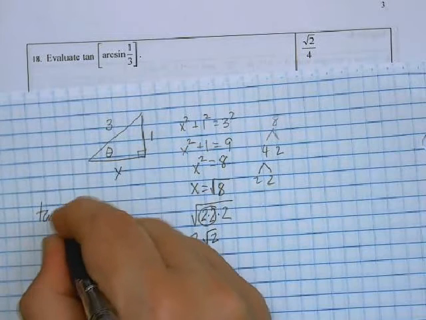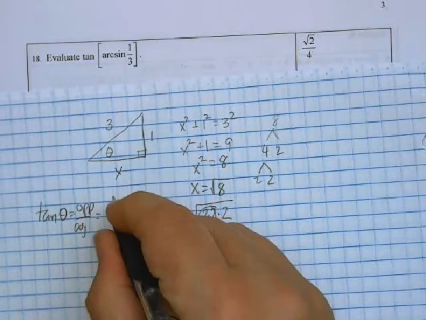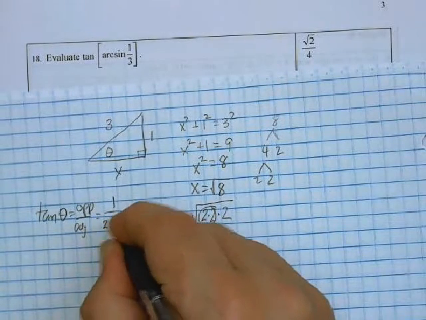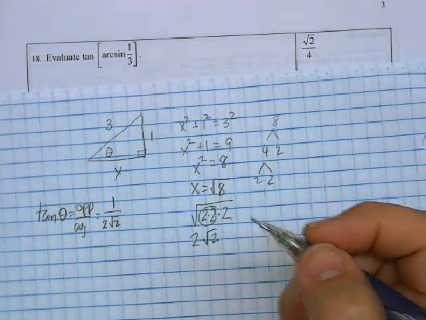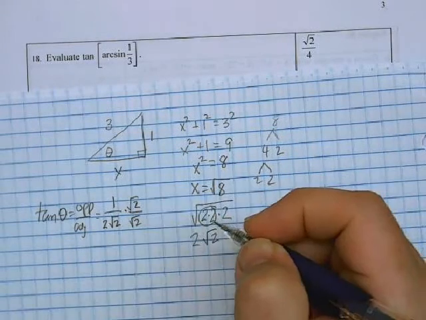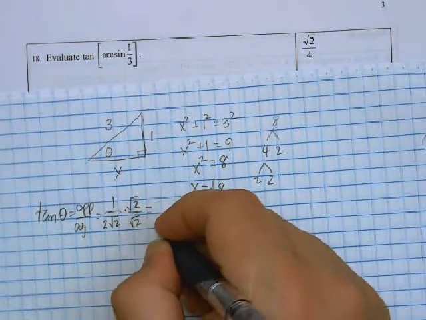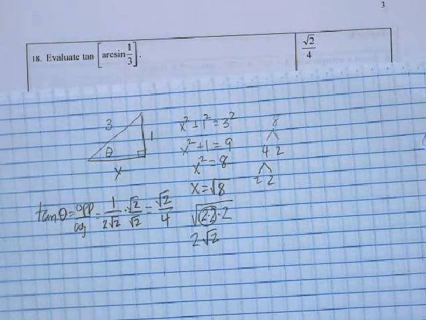So tangent theta is going to be 1 over 2 radical 2. So to rationalize the denominator, we'll just multiply by 1 in the form of radical 2 over 2. I'm sorry, radical 2 over radical 2. And we get radical 2 over 4.